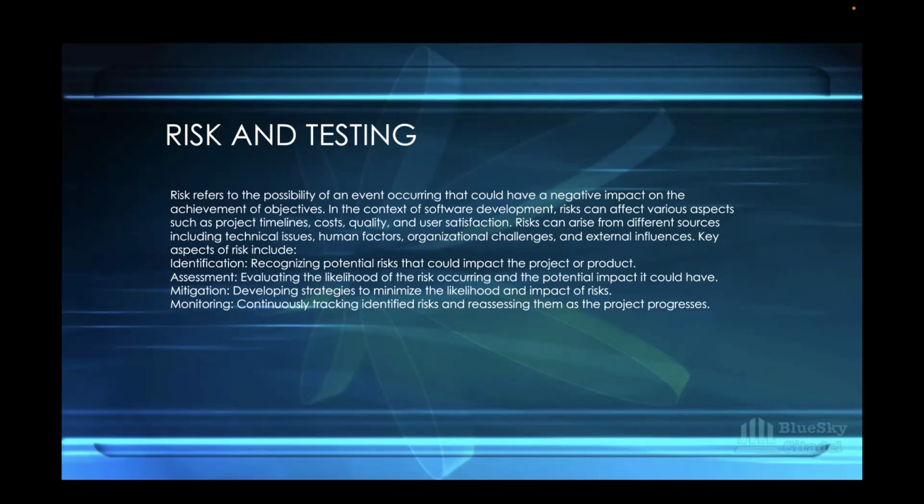Key aspects of risk include identification: recognizing potential risks that could impact the project or the product. Before testing starts, you are given business requirement documents. Business analysts write acceptance criteria and stories. So before testing even starts, you have to go through these documents to ensure that there are no errors or gaps in the stories, and that they are not too ambiguous. You have to check all of that.